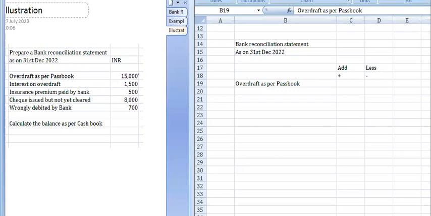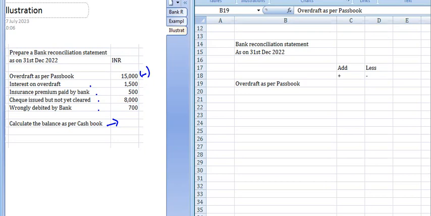Now let us look into an illustration. In this example, I have taken an overdraft balance, a higher level of complexity. Based on these transactions, the question is to calculate the cash book balance. So let us go through the problem once. The overdraft balance as per passbook is 15,000, which means that it is a negative balance. Next is interest on overdraft, insurance premium paid by the bank, check issued but not yet cleared, and wrongly debited by the bank. So these are the four transactions which we need to take into account in the bank reconciliation statement.